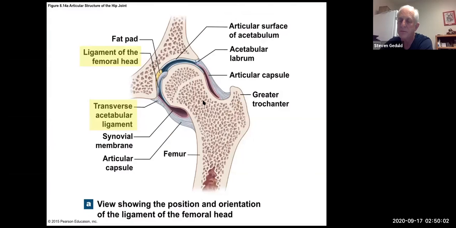If you take a side view of it, dissect the side of it, you see the ligaments of the femoral head, where they're situated, where they attach, and you see the transverse acetabular ligament to the side here, just below that, just inferior to it. That's how the two connect into the head of the femur bone.